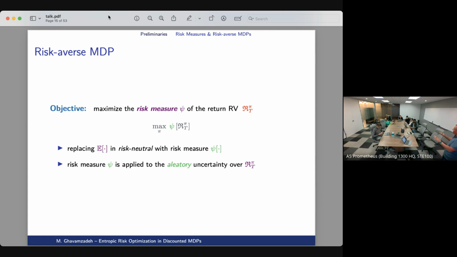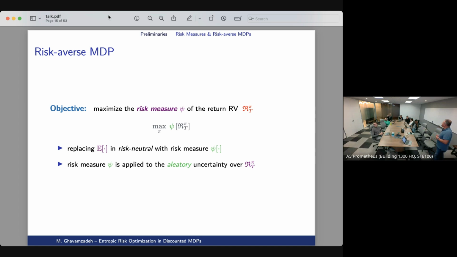There are also studies on a combination of mean and risk measures. Some people are looking for policies that maximize the mean subject to a risk measure being bounded by something. These are different kinds of risk measures. Here we simplify it, you're just maximizing the risk measure. And as you can see, all the randomness is coming from the return, and all depends on the randomness in dynamics. So it's an aleatoric uncertainty, right? So it's all coming from the uncertainty in the system.